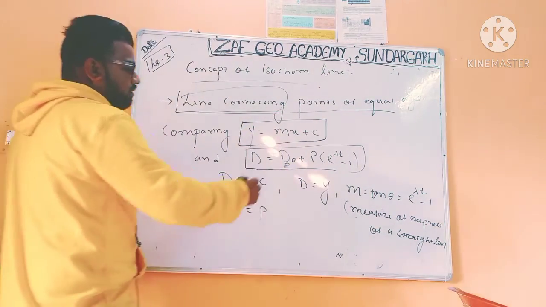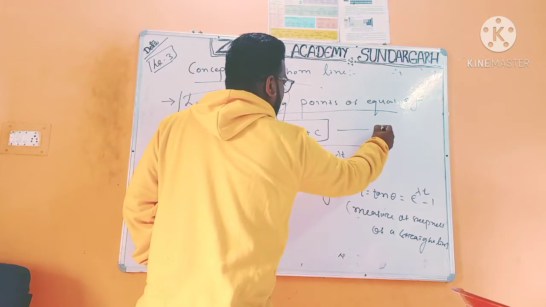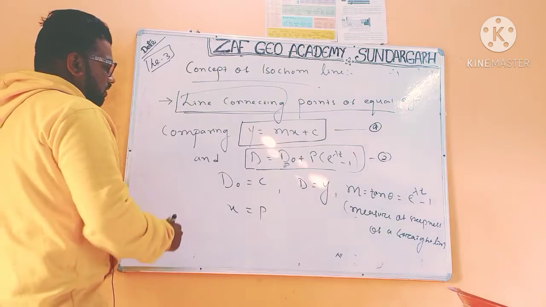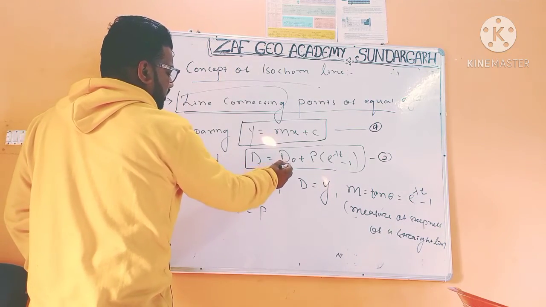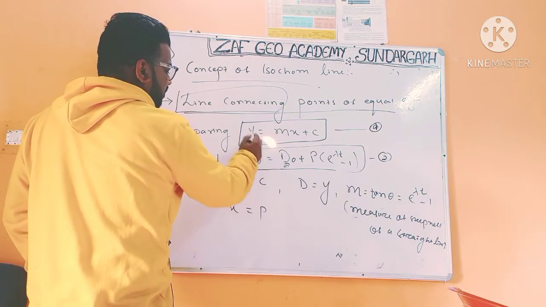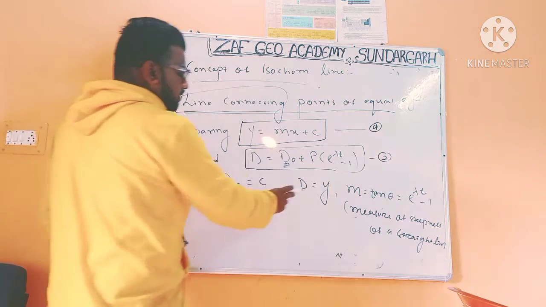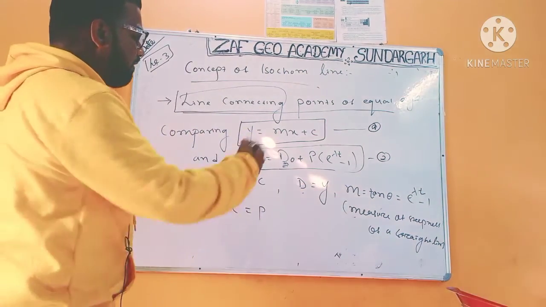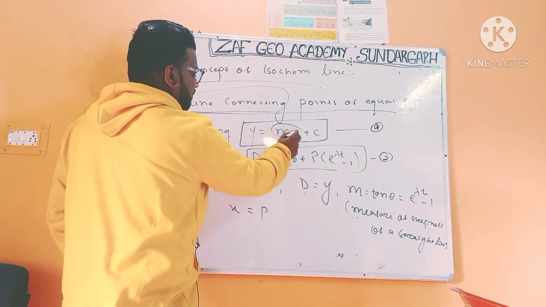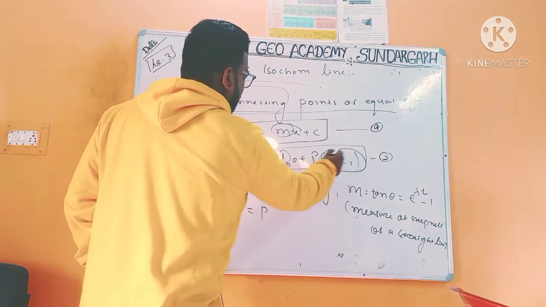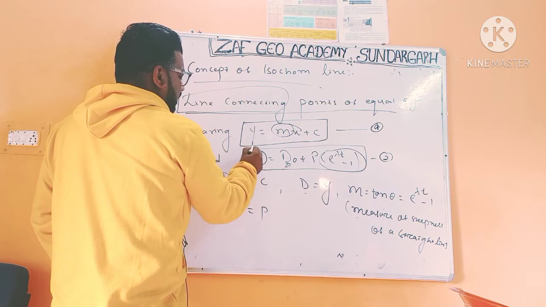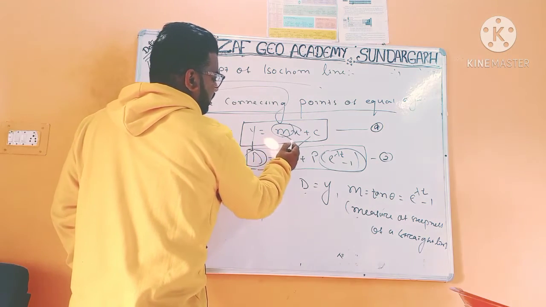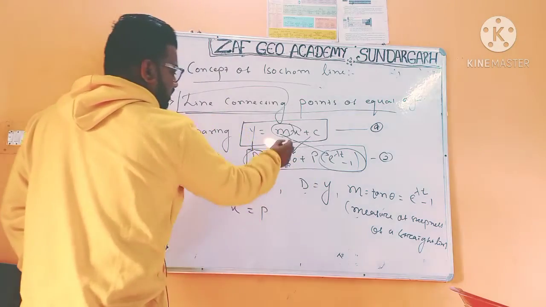Suppose this is equation 1 and this is equation 2. Comparing equation 1 and equation 2, we find that D naught, the concentration of daughter nuclei initially, is equal to c, and D is equal to y, and m is equal to tan theta, which is equal to e to the power lambda t minus 1. This m represents e to the power lambda t minus 1. This D is equal to y, this c is equal to D naught, and x is equal to P.